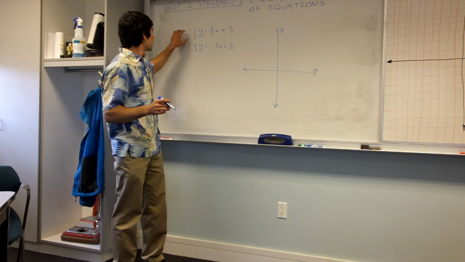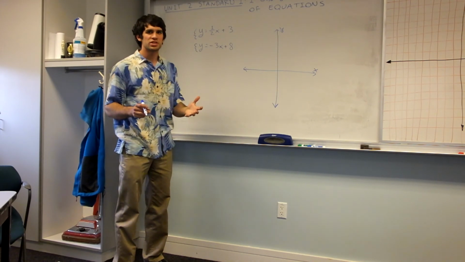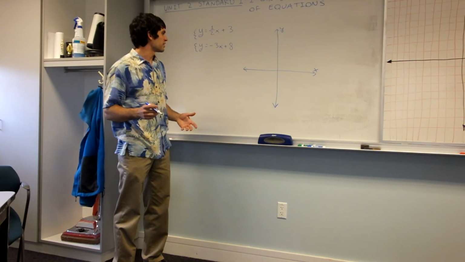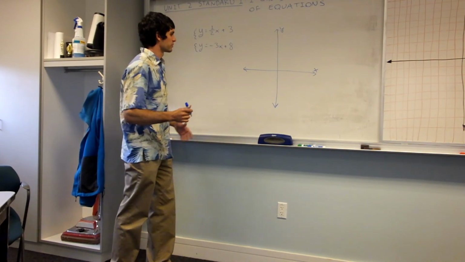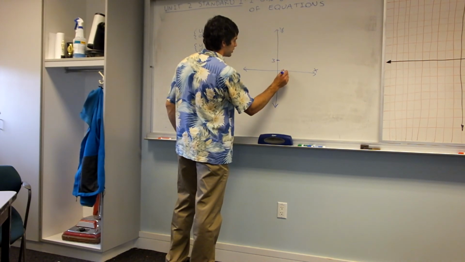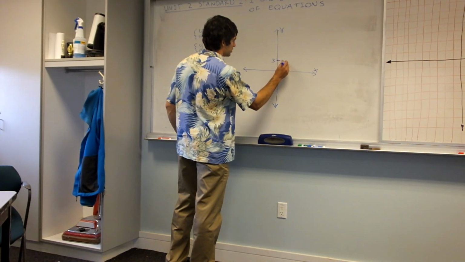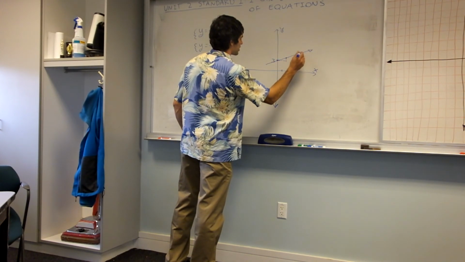However, combined, these lines may only share one solution. So we want to find that out. So let's graph this one first, although it doesn't matter which one we graph first. So y-intercept is 3, slope is 1/2, so that means for every 2 units we go right, we go up 1. And our line's going to look something like this.